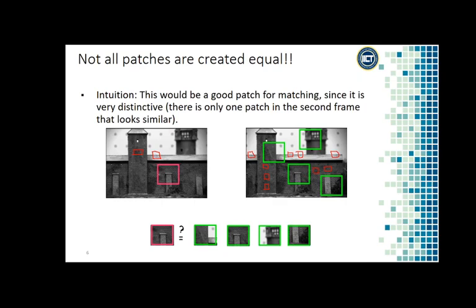But if we consider this patch, which is already selected, this is a distinctive patch. There is no other distinctive point in this image which occurs twice or multiple times. So there will be a single response, and that's what we want: a single response to get things matched easily and correctly. So this is a good patch.